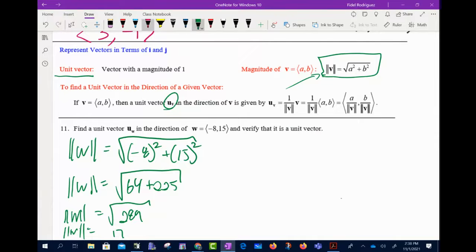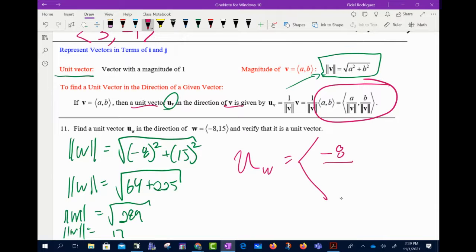So I want to show y'all something right here. Look what it says. The way we're going to find a unit vector in the direction of b, this is what we're going to do. We're going to take the a and b components, and we're going to divide them by the magnitude of that vector. So what we would do here is write u_w equals, and I'm going to write it like this. Remember, my number a was what, a negative 8? I'm going to put that over 17. Our number b was a 15, and we're going to put that over 17. And there's our unit vector in the direction of w.